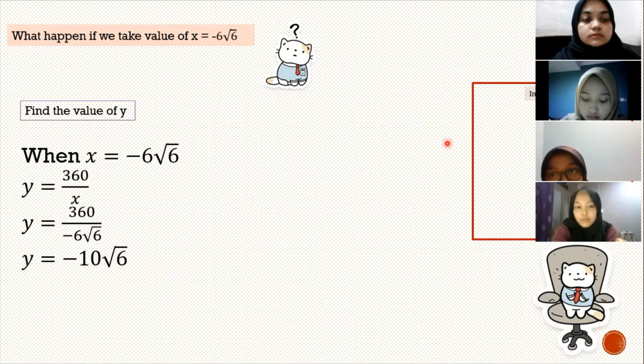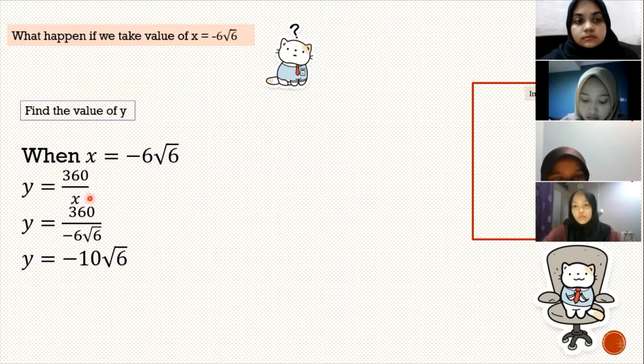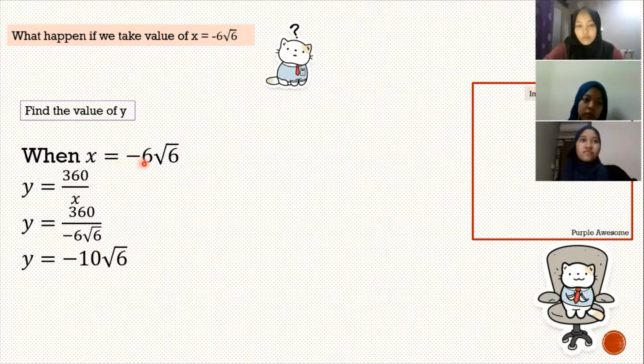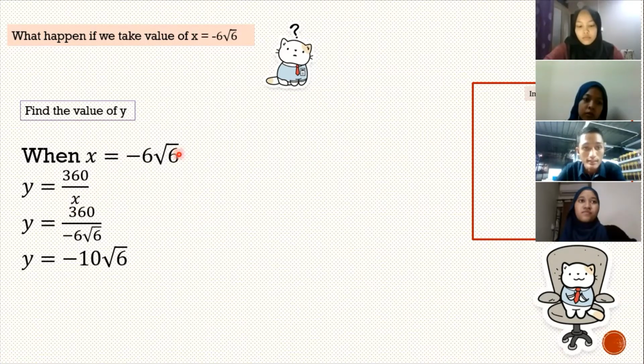Okay, thank you. Next, what happens if we take the value of x as negative 6 square root of 6? First, find the value of y. When x equals negative 6 square root of 6, y equals 360 over x. Then we substitute this value into the unknown x, and we get 360 divided by negative 6 square root of 6, and the final answer will be negative 10 square root of 6.